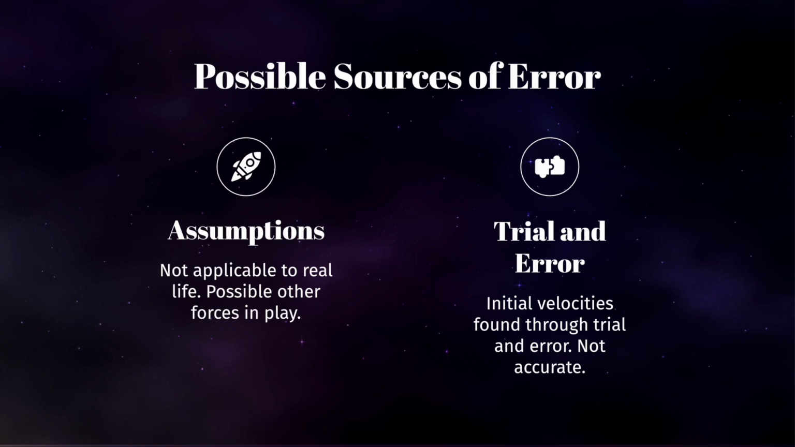Some possible sources of error were that we had assumptions, so it's not necessarily applicable to real life because there are possibly other forces in play that are acting on the spaceship or acting on the planet. So when we solved for our F nets, maybe it wasn't solely the gravitational force of the black hole acting on it. Additionally, we had trial and error, so our initial velocities were found simply by plugging in numbers and seeing which ones worked and how close we could get. So it's not fully accurate to say that this exact initial velocity is the closest possible thing you can get to then go around the black hole and still be able to get away.